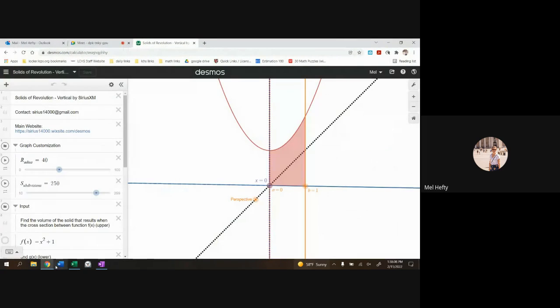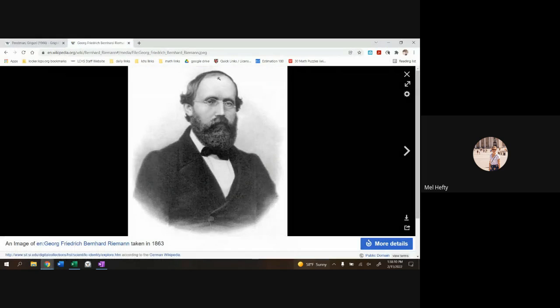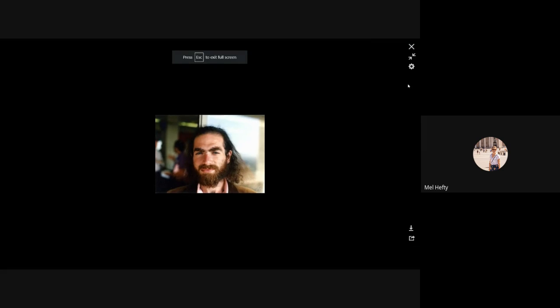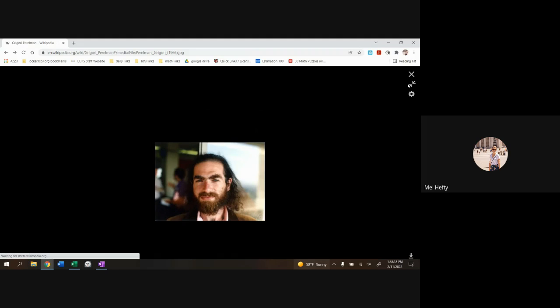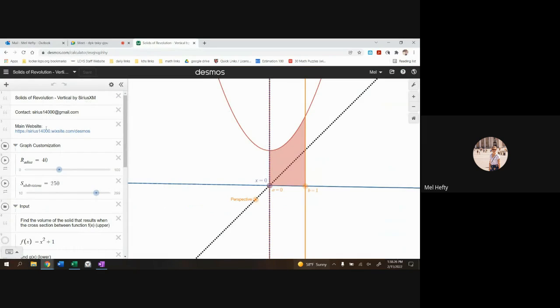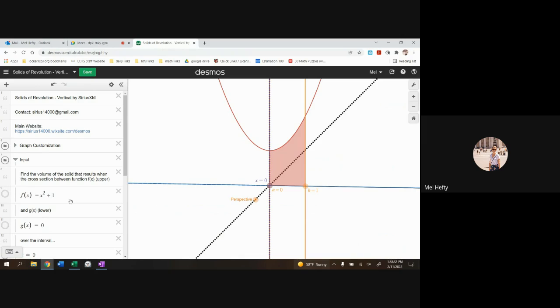Oh, I was pulling up pictures of mathematicians earlier. Riemann and the most glorious eyebrows in the world. This is Gregory Perelman. He solved one of the Millennium Prize problems. So he got $1 million, but he was like, no, don't give me $1 million. I would like to go live in Russia with my mother. So then he just went back to Russia and did math.